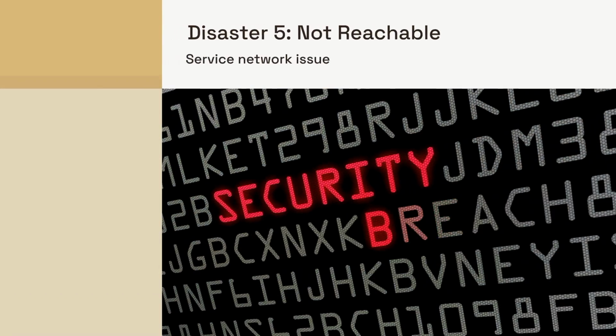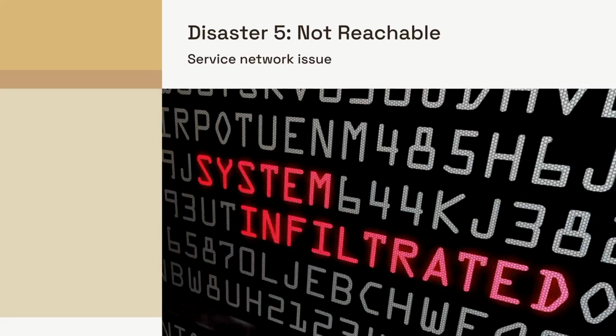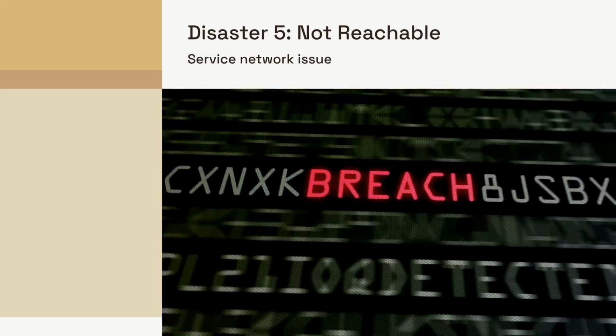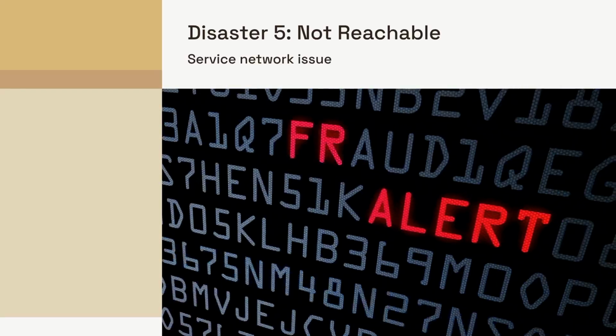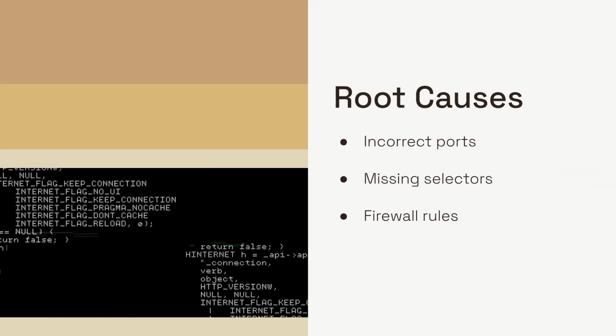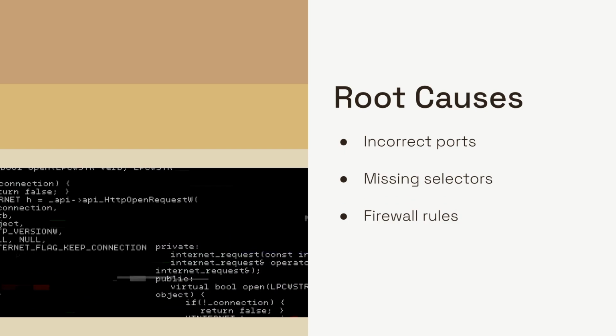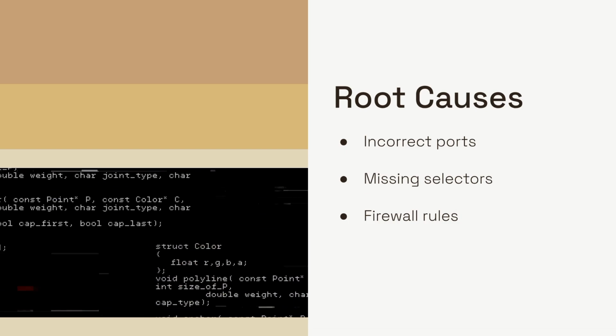Our final disaster. The service is deployed, the pods are running, but you can't reach the application from outside or even inside the cluster. This is often a networking configuration problem. Root causes include incorrect port mapping between the service and the pod, missing or mismatched selector labels between the service and the deployment, or external firewall rules blocking traffic.